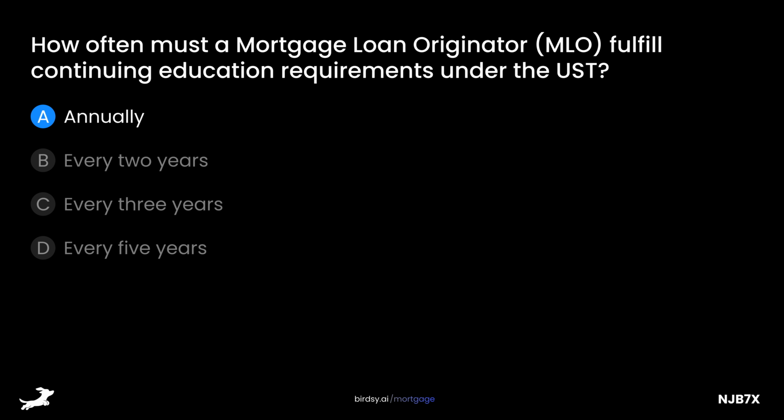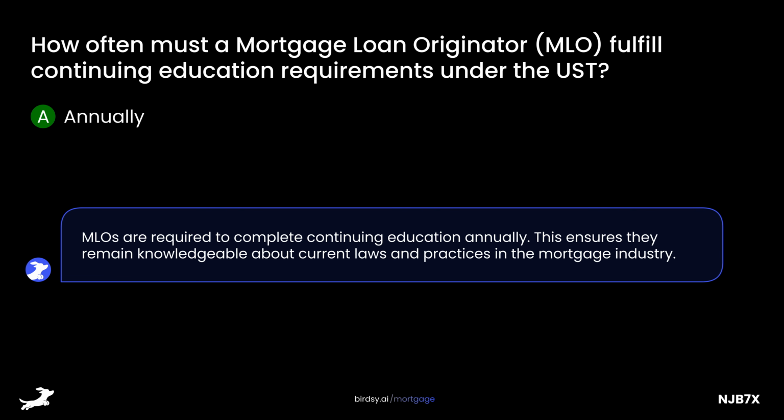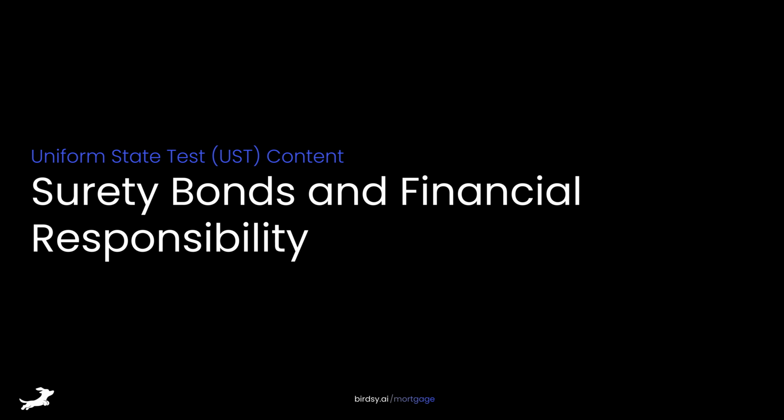Is it A, annually, B, every 2 years, C, every 3 years, or D, every 5 years? The answer is A, annually. MLOs are required to complete continuing education annually. This ensures they remain knowledgeable about current laws and practices in the mortgage industry. Surety bonds and financial responsibility.